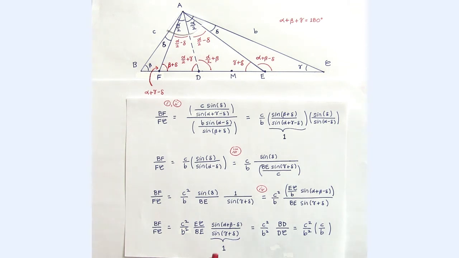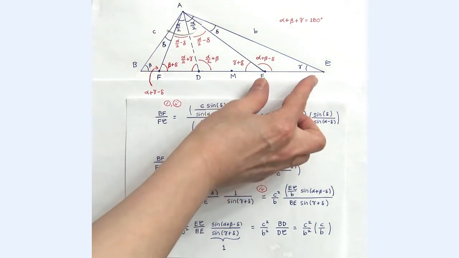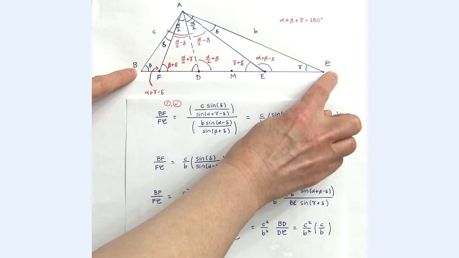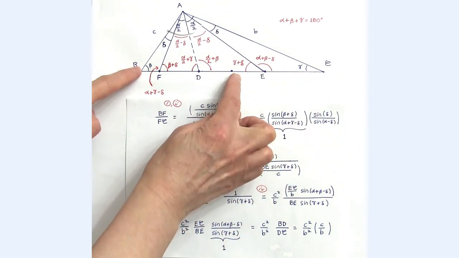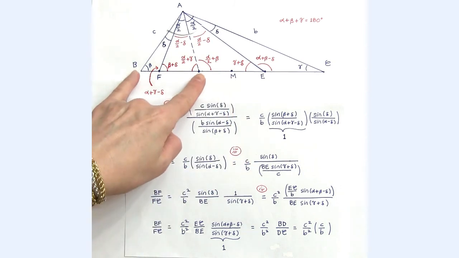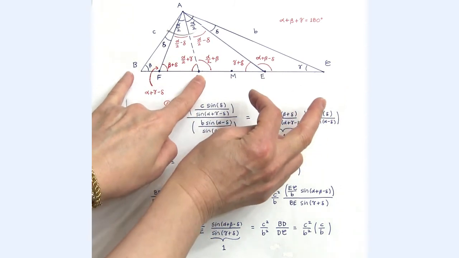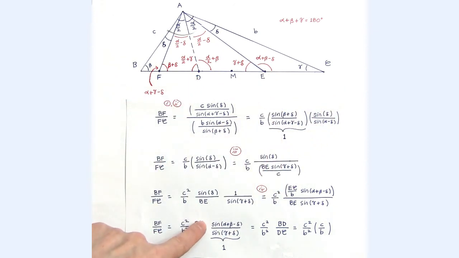And then how I got from this step to this step, I have c squared over b squared, and I replaced EC over BE with BD over DC, similarly to the way we did in the previous solution. And this again comes from our triangle. Side length EC is half of this minus this little bit, which is the same as half of this minus this little bit, which is BD. So EC is BD. And that's how I replaced EC with BD.